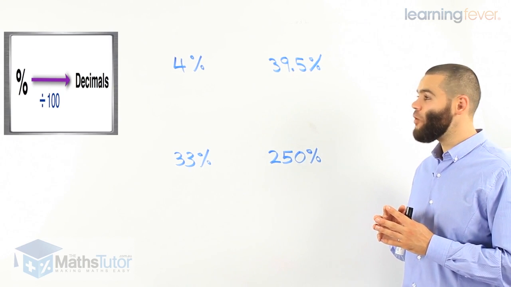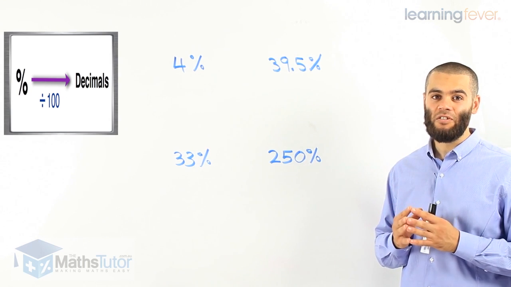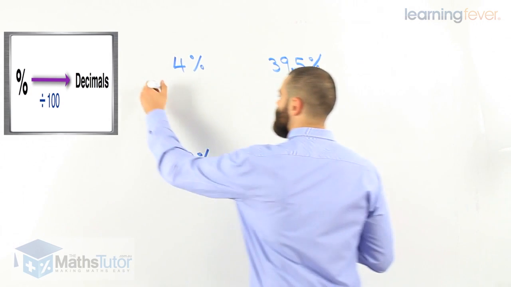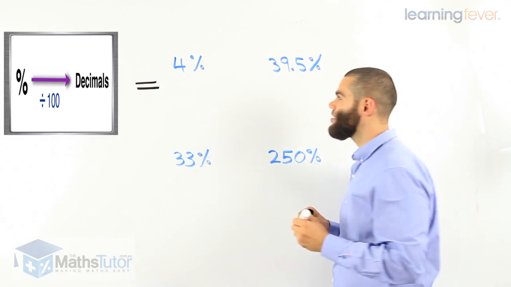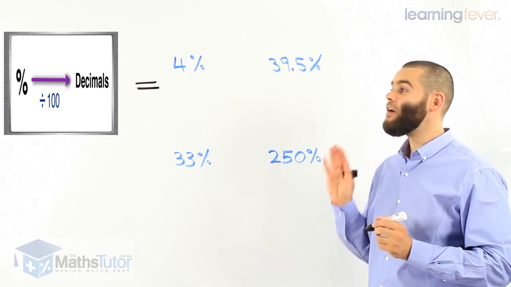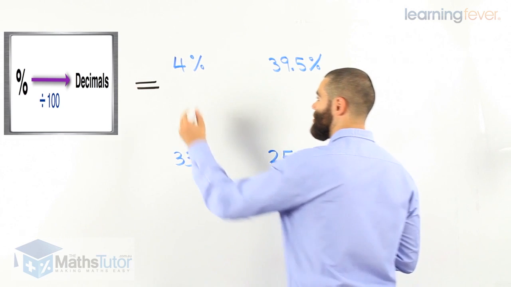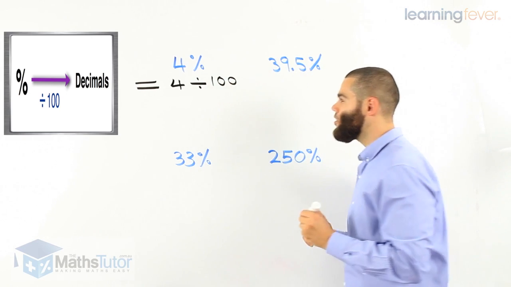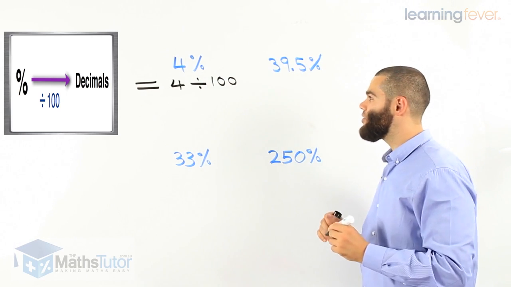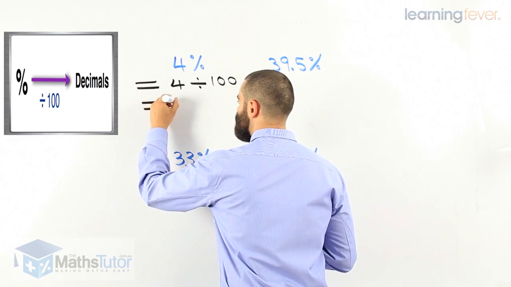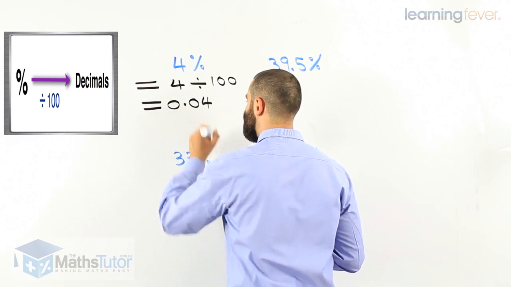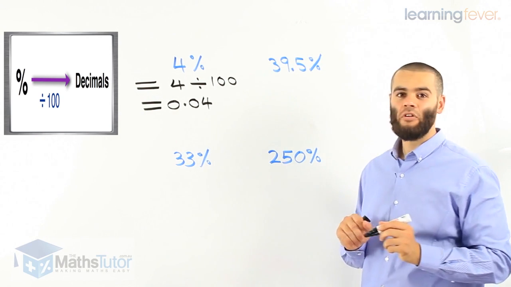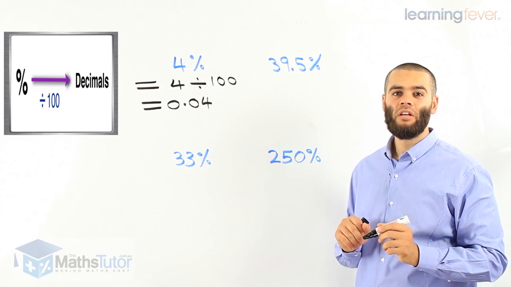4%. 4% is a percentage. We are asked to convert it back to decimal. Let's do it. 4%, we're going to decimal. The rules are we have to divide by 100. So 4 divided by 100, you can do it in your calculator or you can do it manually. 4 divided by 100 is 0.04. So 4% is exactly the same as 0.04.